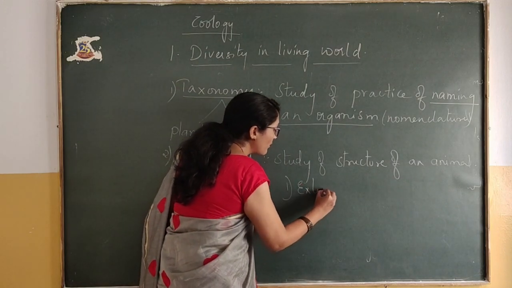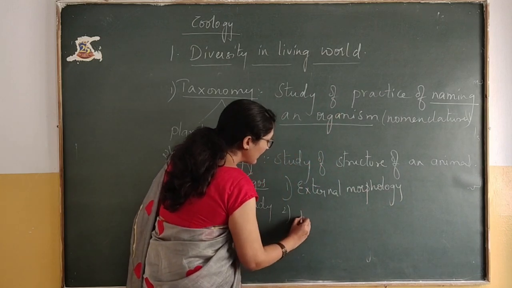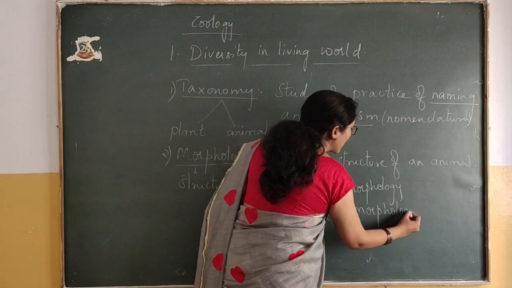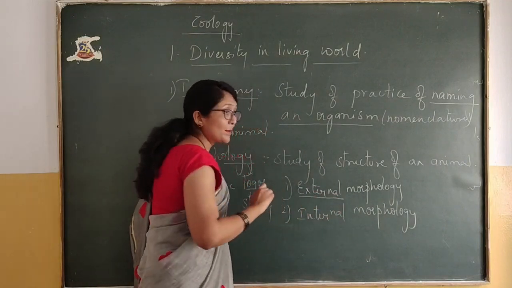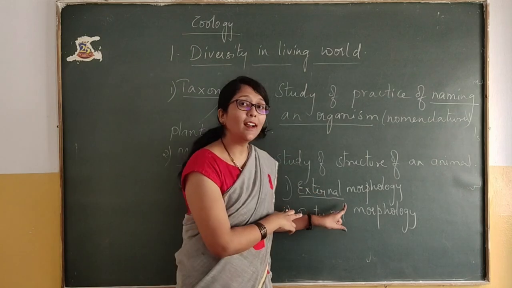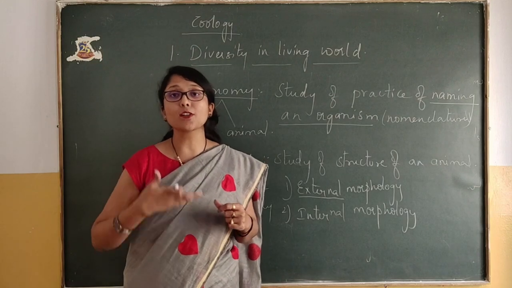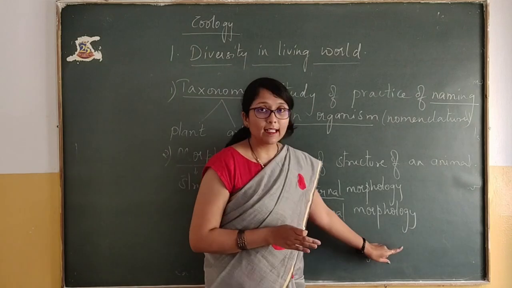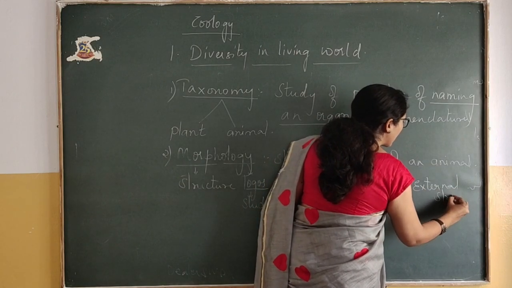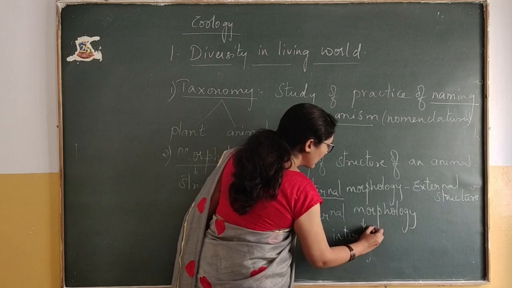One is external morphology and the other is internal morphology. By the terms you can understand: external means the outside structure, the sense organs, the body shape, and the covering of the body. These all you will study under external morphology. The internal structure, starting from the digestive system, circulatory system, and excretory system, all comes under internal morphology. So external morphology is about external structure and internal morphology is about internal structure.